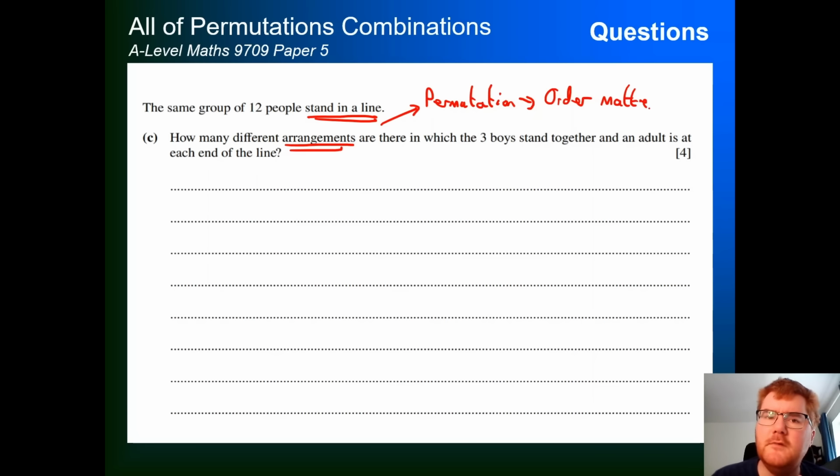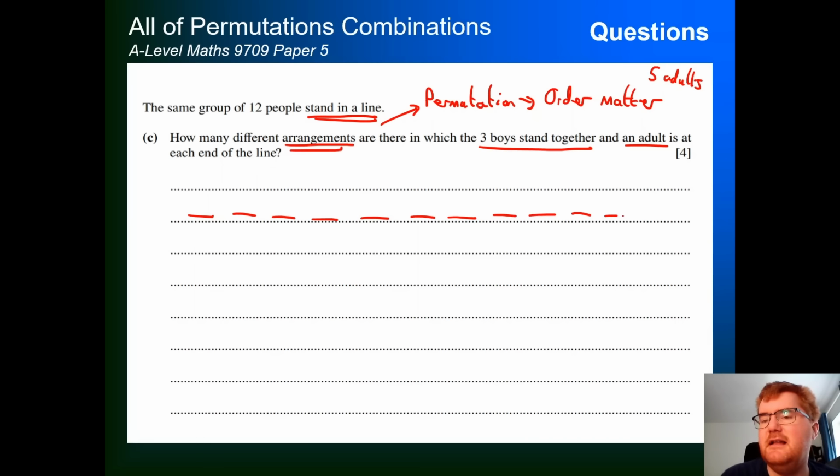So we have: how many different arrangements are there in which the 3 boys stand together, and an adult from our selection of 5 adults is at the end of each line. So if we draw this in, we've got 1, 2, 3, 4, 5, 6, 7, 8, 9, 10, 11, 12. We have an adult, so let's call that A1 and A2 at either end. And we've got the 3 boys standing together, so we've got B1, B2, and B3. Notice the boys are different people, so that's important.